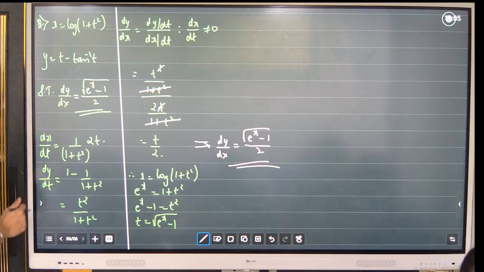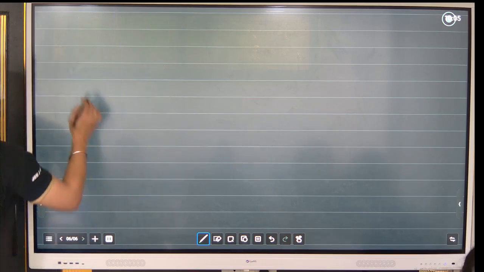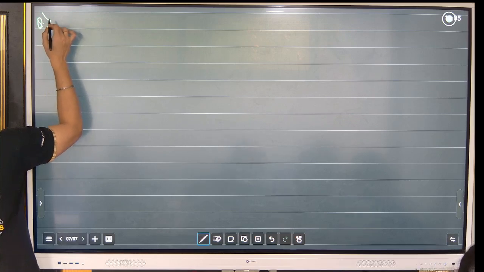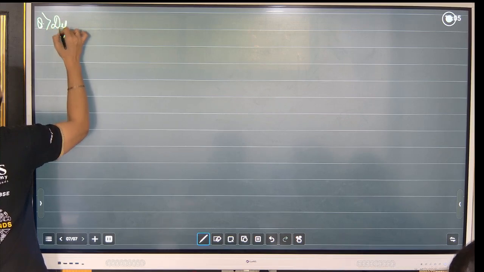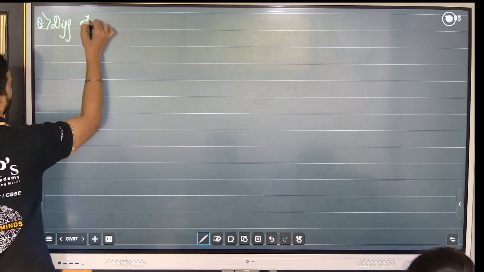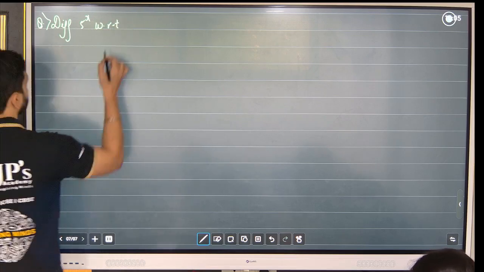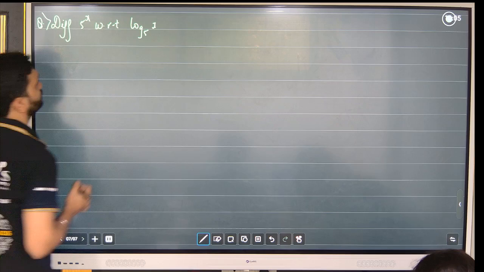Now, last topic, actually the second last topic before that. Now imagine the question is this. Okay, very easy. Just differentiate 5 raised to x with respect to log x to the base 5.